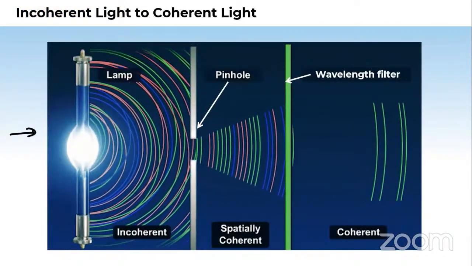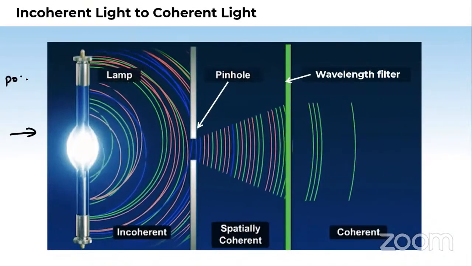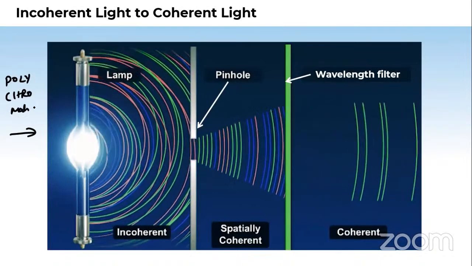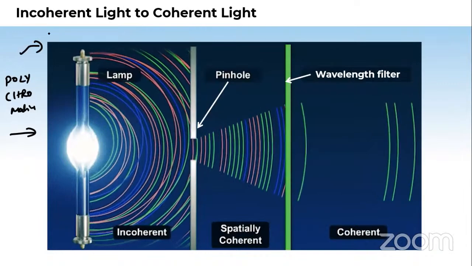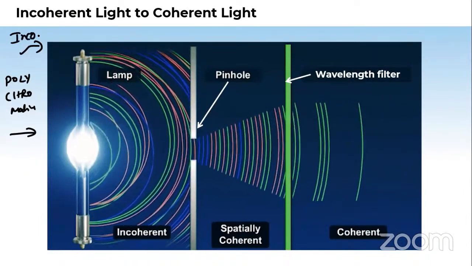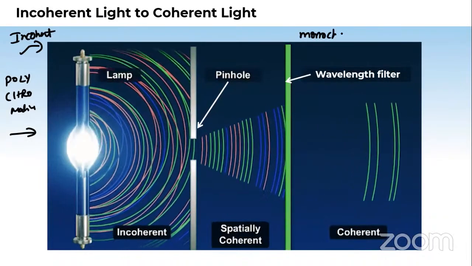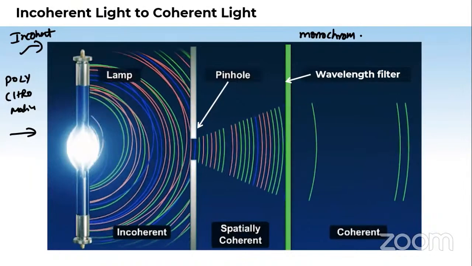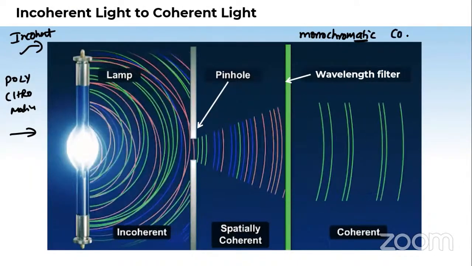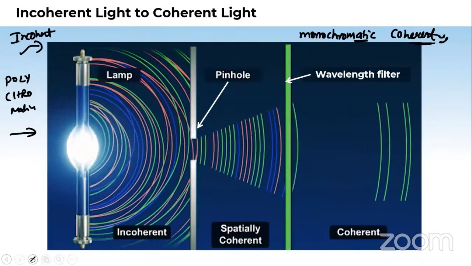In this picture, students, we are converting what? Hold on, this is polychromatic incoherent light, and we are converting it into monochromatic coherent light. Okay, so here we are converting polychromatic incoherent light into monochromatic coherent light.